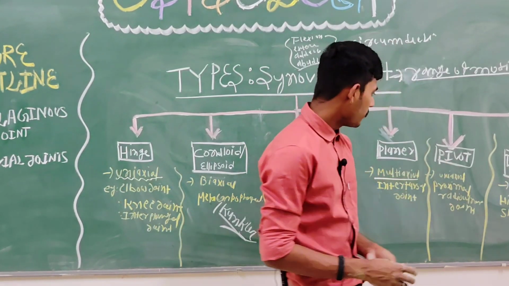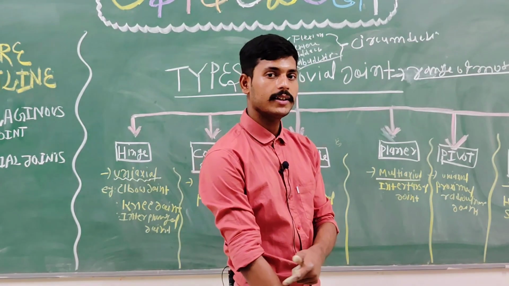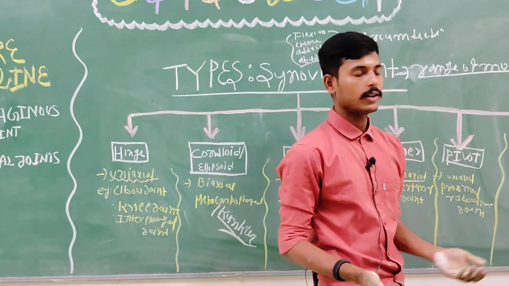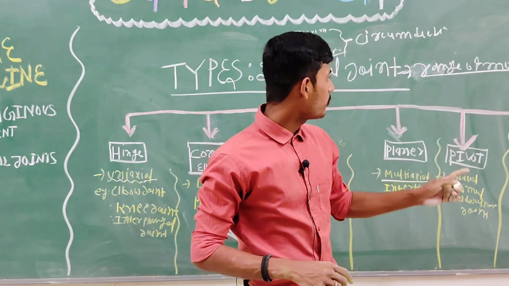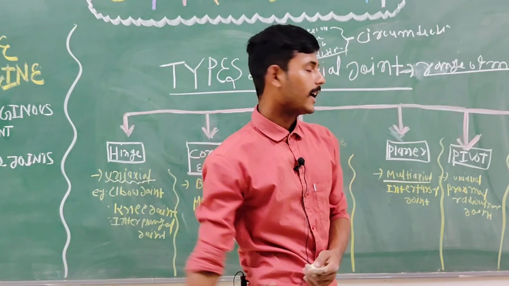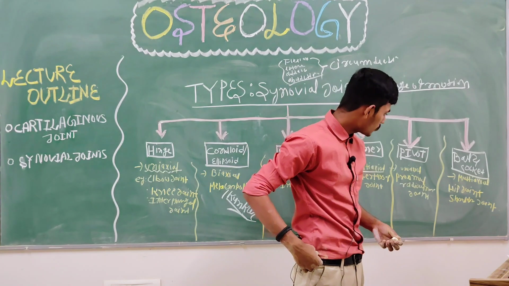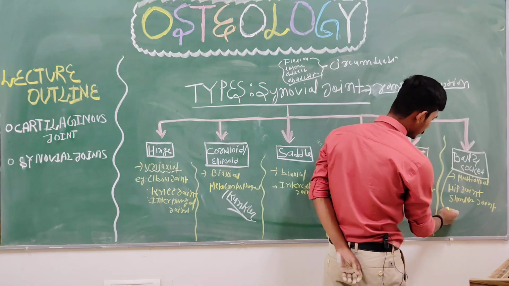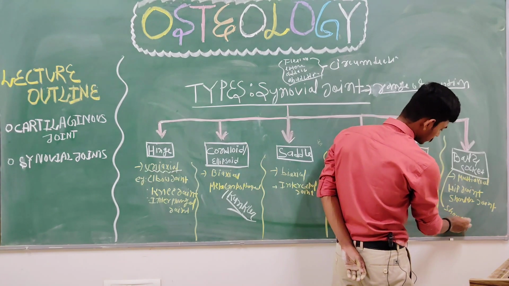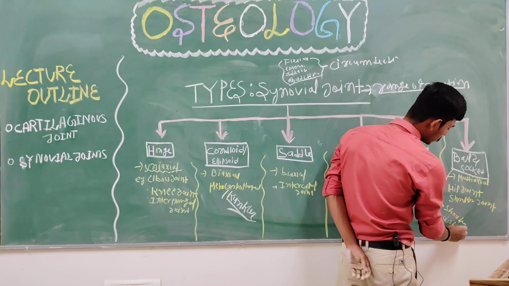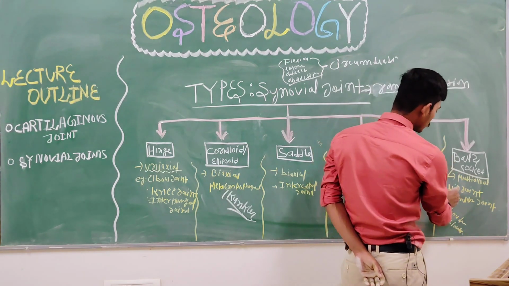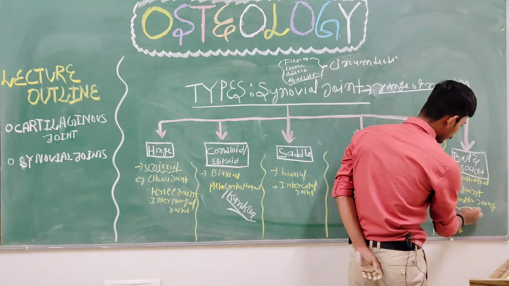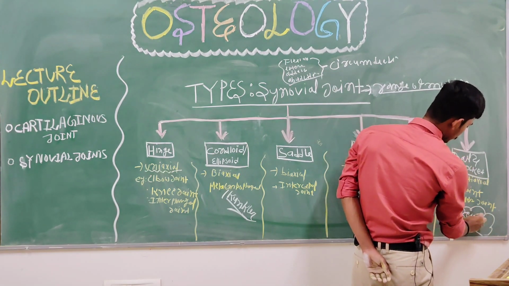Now the pivot joint. The pivot joint is a uniaxial joint, and the example is your proximal radioulnar joint. Then you have the ball and socket joint. The well-known examples are the hip joint and shoulder joint. This is also multi-axial because you can move your entire hand. These are movable, and the thing you should remember is that shoulder dislocation is associated with this ball and socket joint. Understanding? And the hip joint is one of the most replaceable joints.